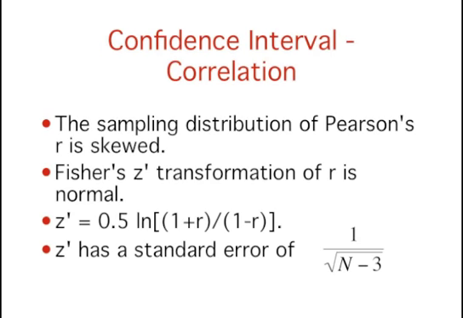There are several things to keep in mind when computing a confidence interval on ρ, the population value of Pearson's r. The sampling distribution of Pearson's r is skewed. r can be transformed to Fisher's z prime, which is normal. Z prime can be computed easily or found using a computer program. Z prime has a standard error of 1 divided by the square root of n-3.